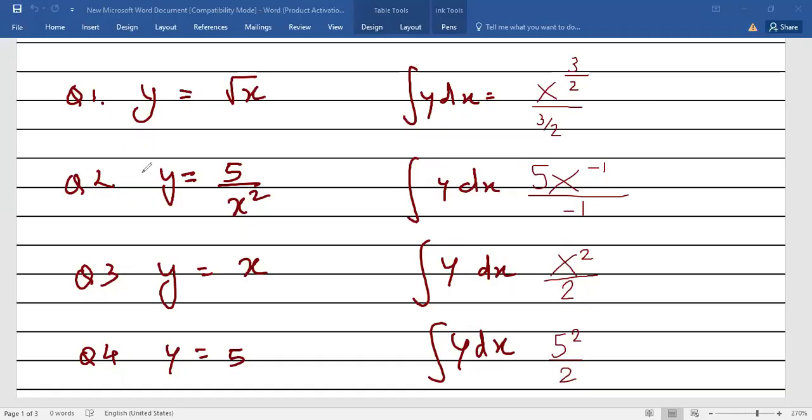Okay, so tell me, question number 1, what is your answer? X to the power 3 by 2 over 3 by 2, right? Yes. But you have to write plus c here because all these are indefinite integrations. So you have to write plus c everywhere. This is correct. And x square by 2 plus c. This is correct. Now here comes the next one. It is simply 5, right? That means it is 5 times x to the power 0. Now can you do it?